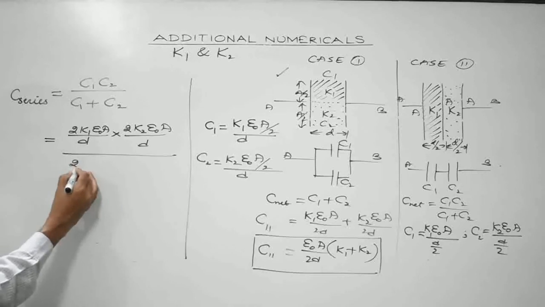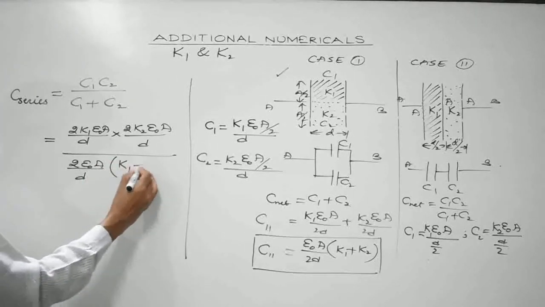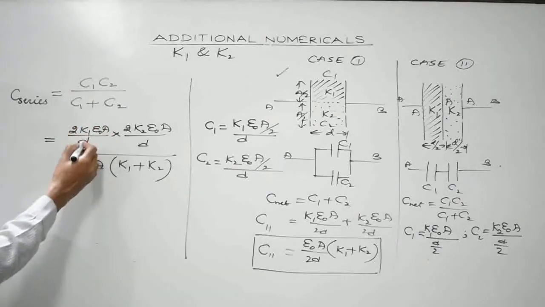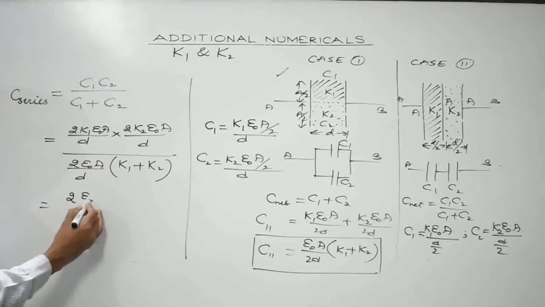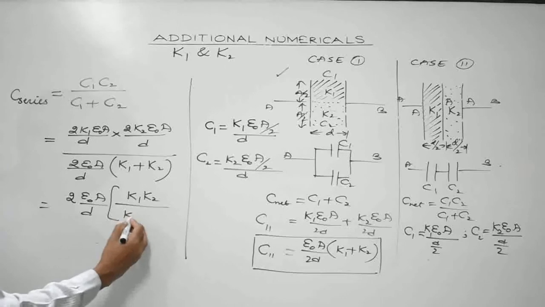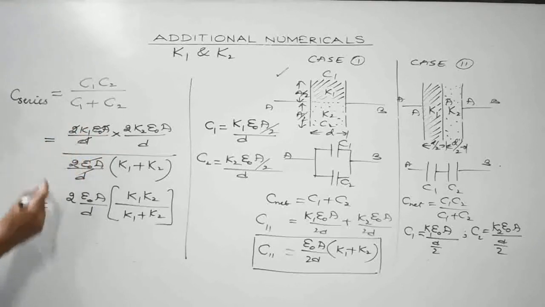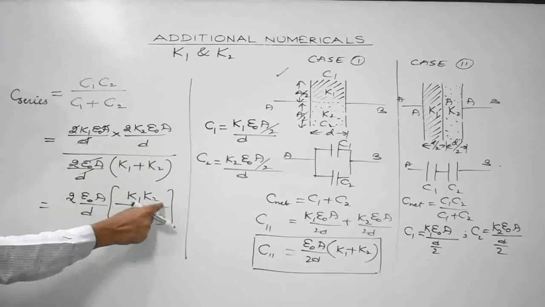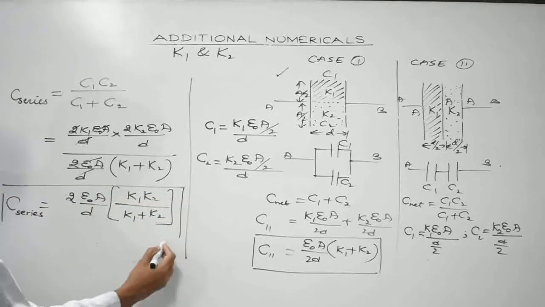Twice epsilon A by d can be taken as common, so we get K1 plus K2. Now let's solve it. Twice epsilon A by d and twice epsilon A by d get cancelled. What is left is twice epsilon A by d, and we are left with K1 K2 divided by K1 plus K2. So we are left with twice K1 K2 epsilon A by d divided by K1 plus K2. This is the net capacitance in the second case.